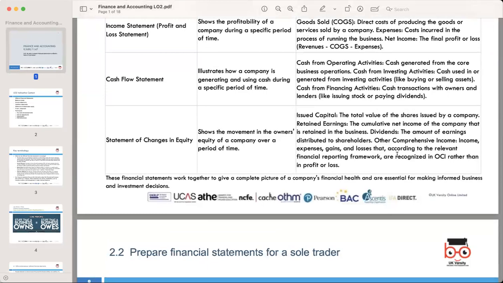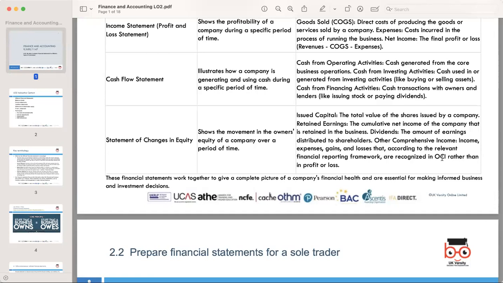So issued capital represents the total value of the shares issued by the company. Retained earnings are the cumulative net income of the company that is retained within the business. Then dividends indicate the amount of earnings distributed to shareholders. And then other comprehensive income includes income, expenses, gains and losses that are recognized in OCI, or other comprehensive income, rather than in profit or loss.